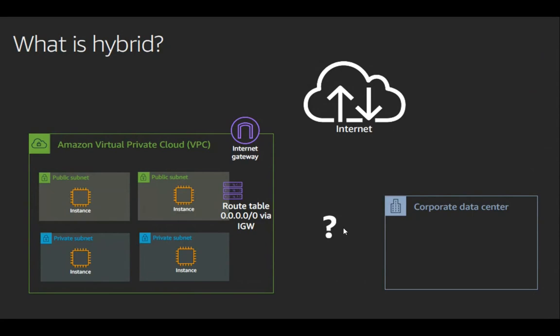In this picture, as you can see, we have an AWS VPC with some instances deployed in public and private subnets, a standard VPC configuration with a standard routing table via an internet gateway. We also have our corporate data center located on-premises. The question is how we are going to connect both locations and how we can guarantee reliable, stable connectivity between our on-prem data center and the AWS virtual private cloud. We'll explore those options in the upcoming slides.